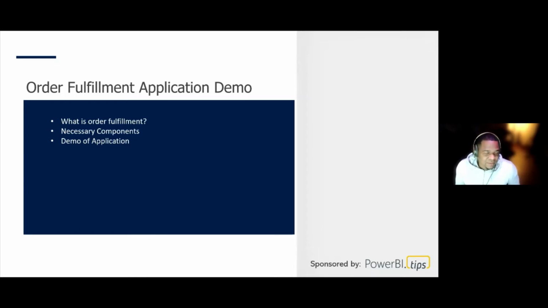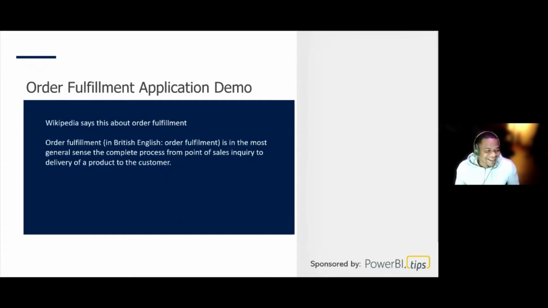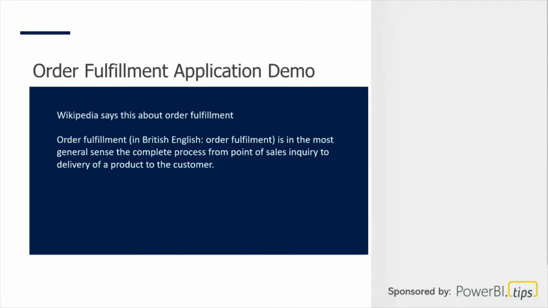If we go to the next slide, please. And so this is just a general definition of what Wikipedia says about order fulfillment. So order fulfillment is, in the most general sense, the complete process from point of sales inquiry to delivery of a product to the customer.